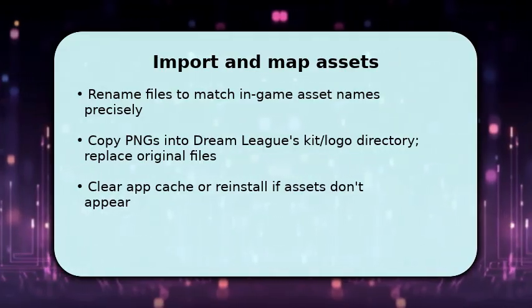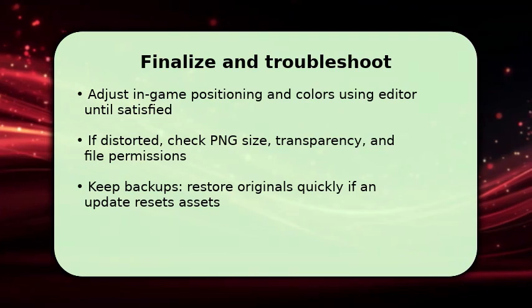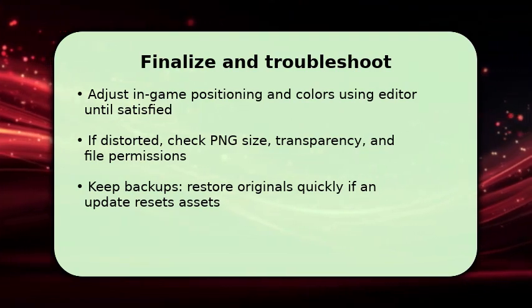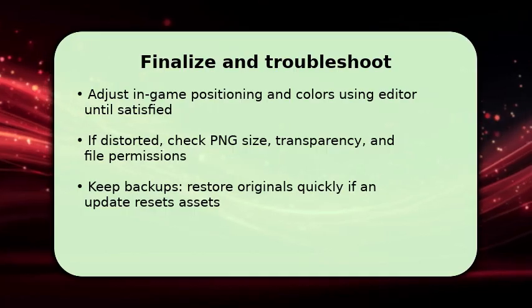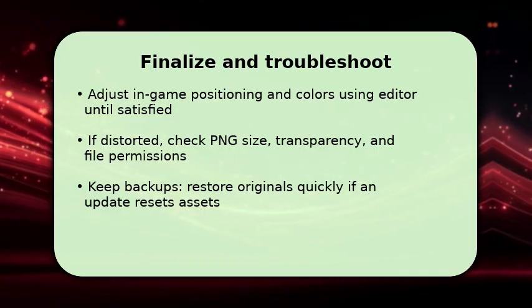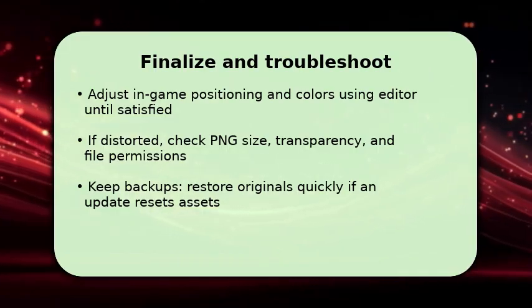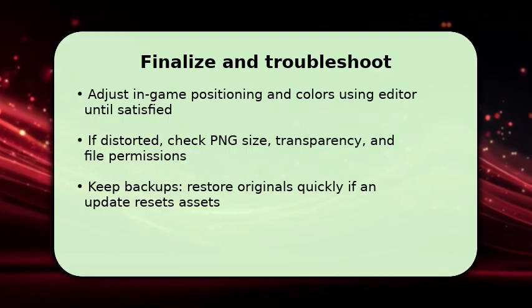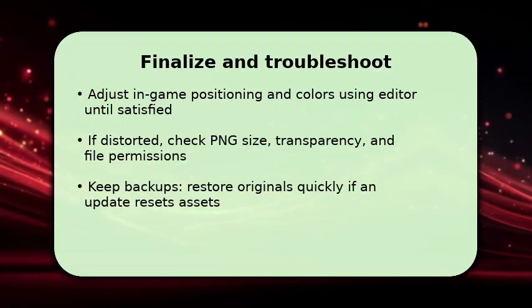Finish by verifying alignment and appearance in-game. You will likely need small tweaks. Open the in-game kit editor to adjust collar, sleeve, and sponsor placement so the design reads correctly on the player model. If graphics look stretched or missing, confirm PNG dimensions, transparency layers, and that file permissions allow the app to read them.